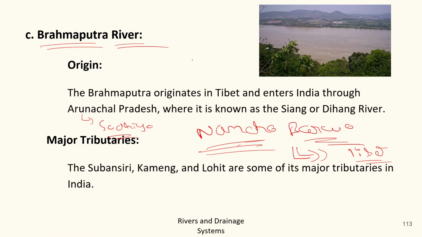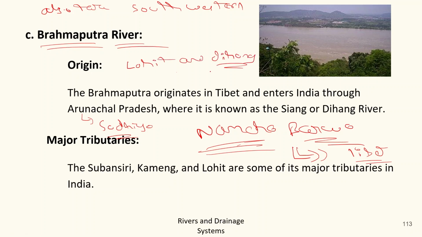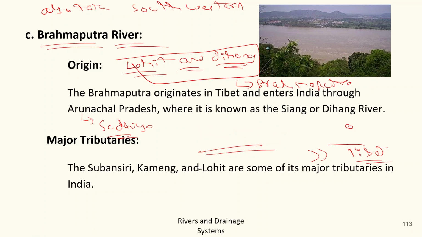Okay? But something happens here. And what is it? It also takes a southwestern turn after crossing the Sathee town. Okay? And thereafter, it receives two more tributaries, Lohit and Dihang. Lohit and Dihang. Okay? So once it received the tributaries like the Lohit and Dihang, thereafter it takes the name of Brahmaputra. Okay? So let's understand it better by the flow which I will make for you.